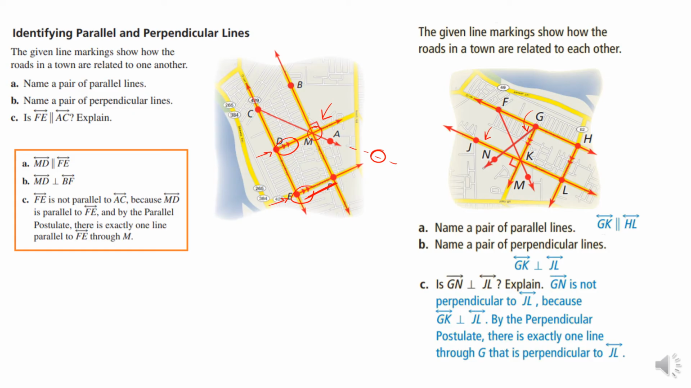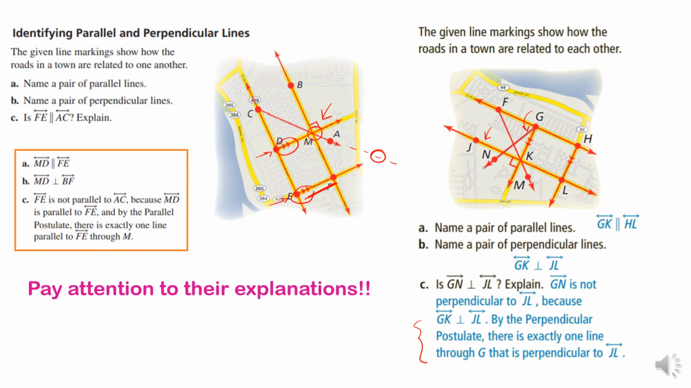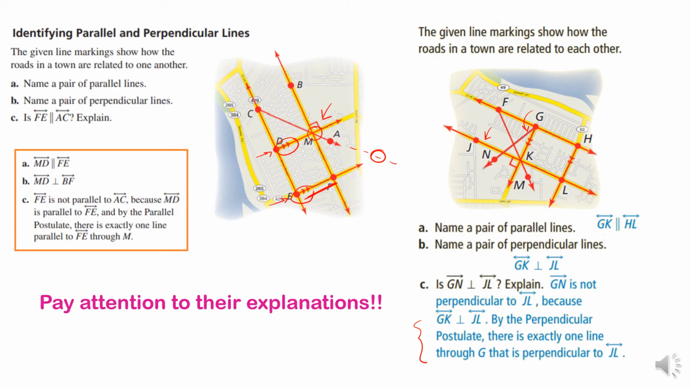GN is not perpendicular to JL because JK is perpendicular to JL. So by the perpendicular postulate, there's exactly one line through G that is perpendicular to JL. So this is just another line that intersects with that. So make sure you pay attention to their explanations, because it's helpful to understand in terms of postulates and theorems when you start making proofs.